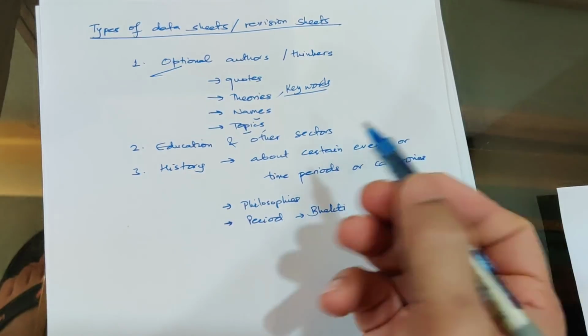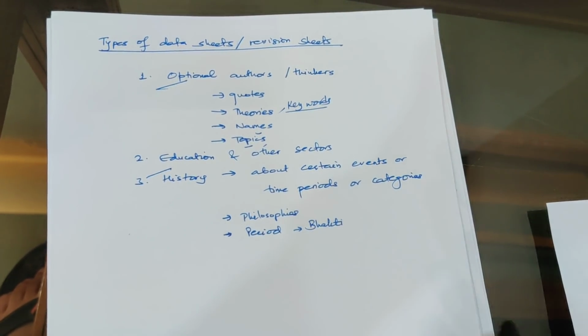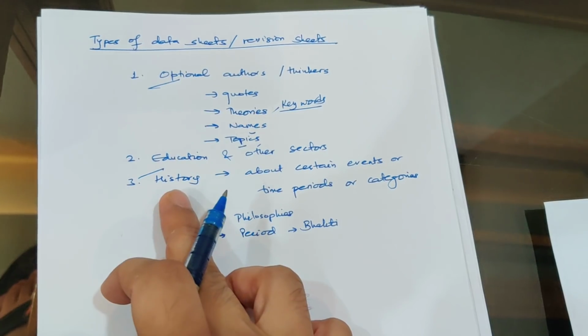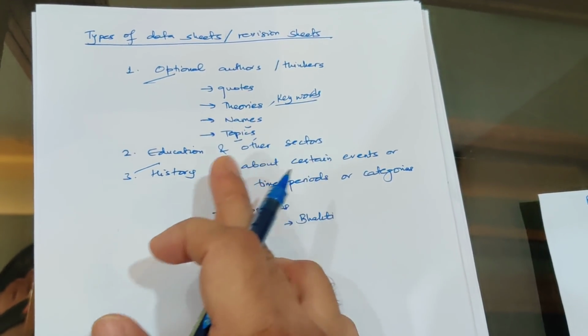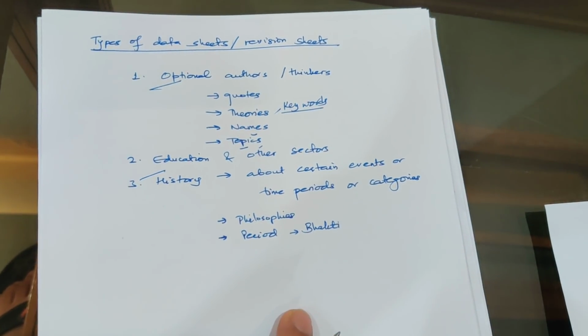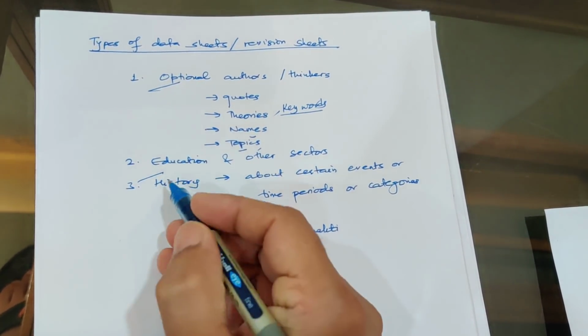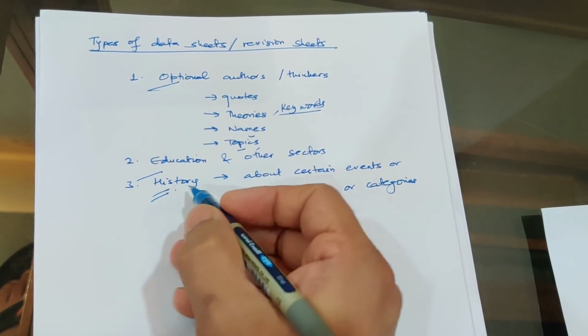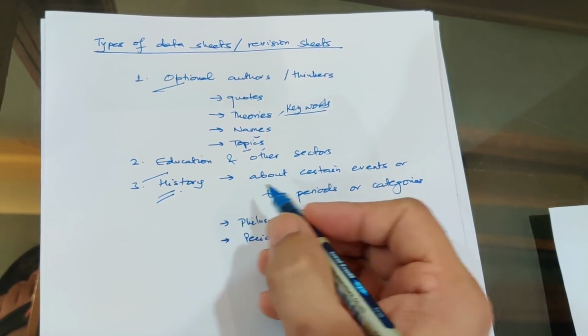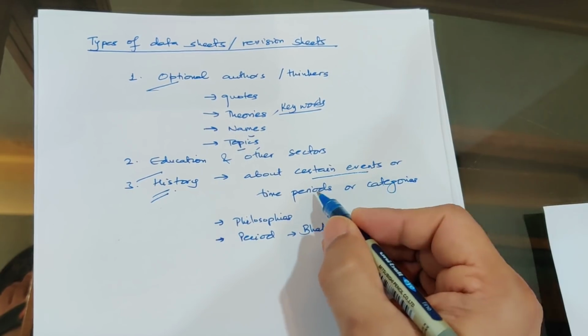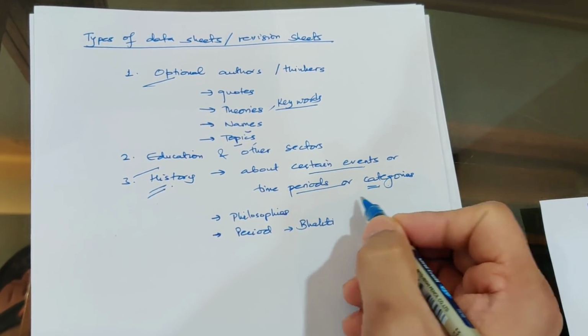So like this, besides the optional, you can make them for the education sector or other sectors, like water supply, sanitation, Swachh Bharat Mission. Like this, you can make many sheets. Then you can make them on a history subject also. For example, if you are not able to remember history, you can make sheets about certain events or time periods or categories within those time periods.